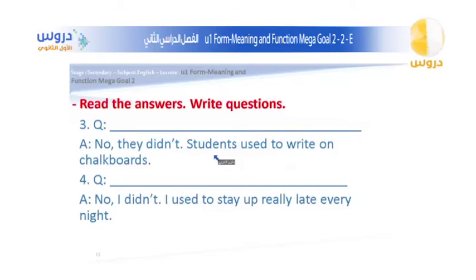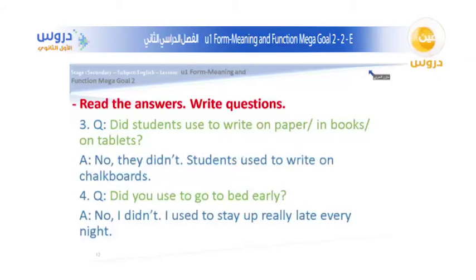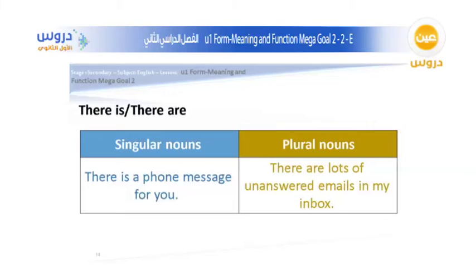Also, another example, the first one says, "No, they didn't." So this is obviously a yes or no question, the same as the first one. Here the question must start with did. Let's check and see. "Did students use to write on paper or in books or on tablets?" "No, they didn't. Students used to write on chalkboards." And the other one says, "Did you use to go to bed early?" "No, I did not. I used to stay up really late every night." So those are also examples of how to ask a yes or no question using used to.